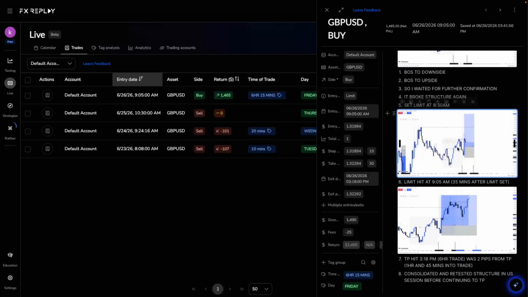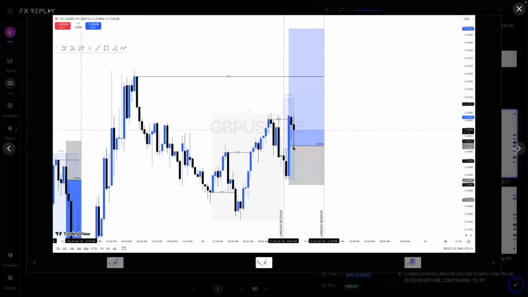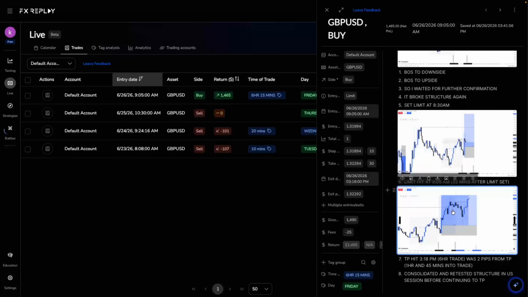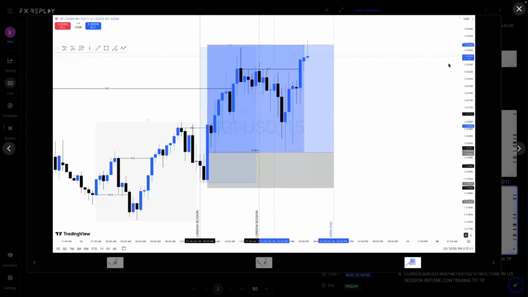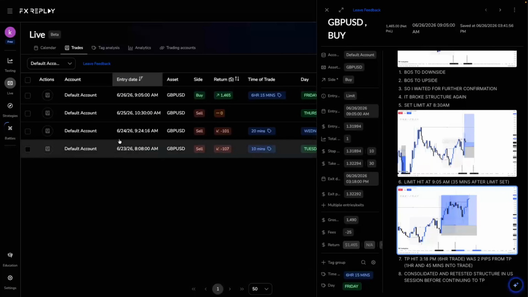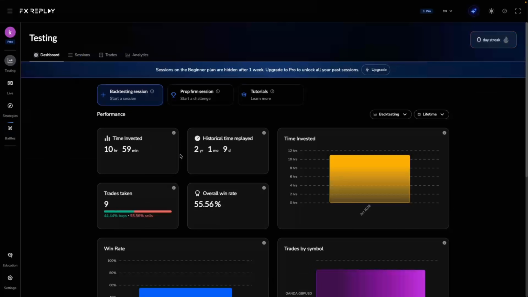As you can see, retested in with a wick. Very nice. Not that much drawdown, maybe like 0 point something pips. It was a 6 hour trade, so I was in this for ages, but it did eventually hit TP. So now I'm gonna break it down.